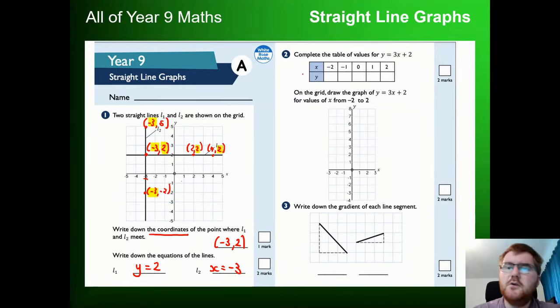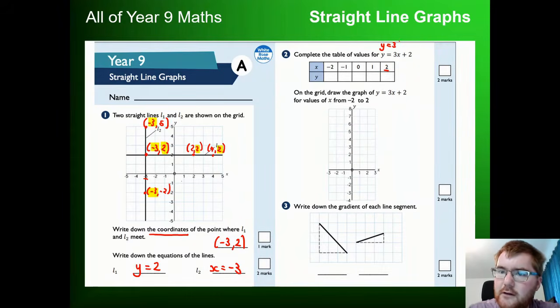Now let's move on to question 2. So complete the table of values for y equals 3x plus 2. I use a nice little sneaky trick here to work this out. First of all, always start with the positive numbers. It will make your life easier. So let's have a look at when x is equal to 2, because then we can work out what goes in below. So I'm going to copy this out, and wherever I see an x, I'm going to put a 2, because we're looking at this one.